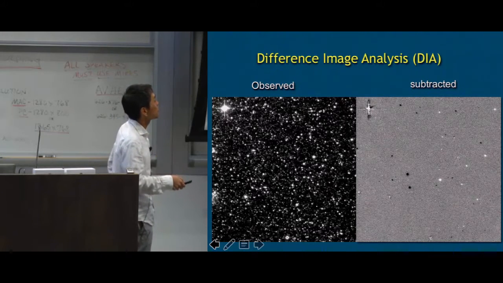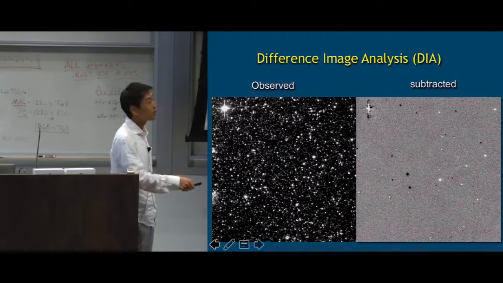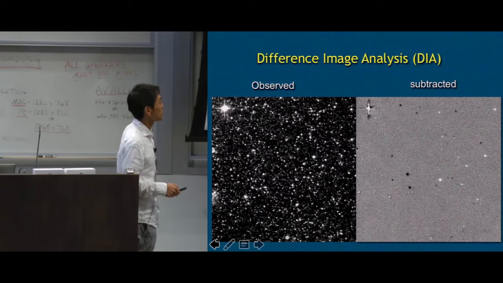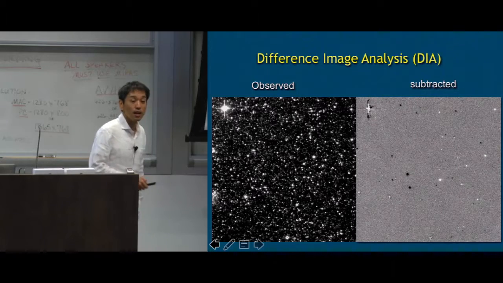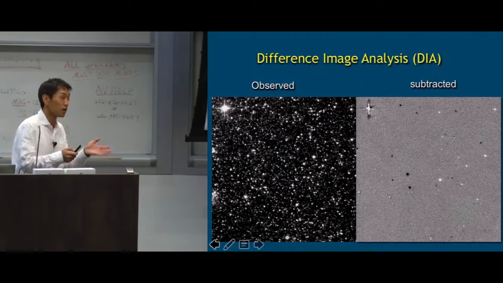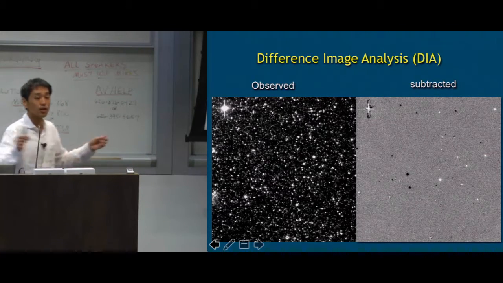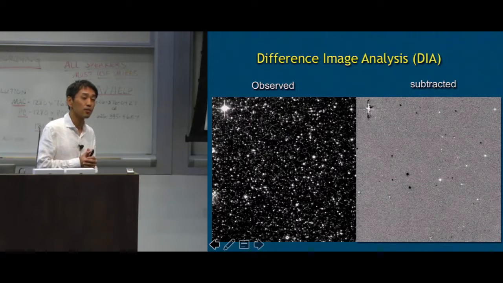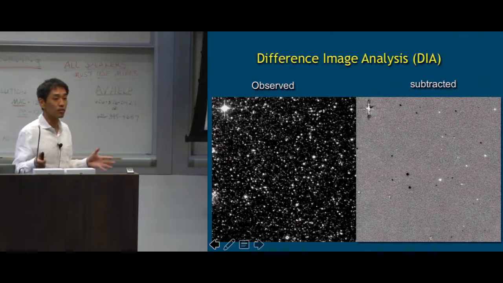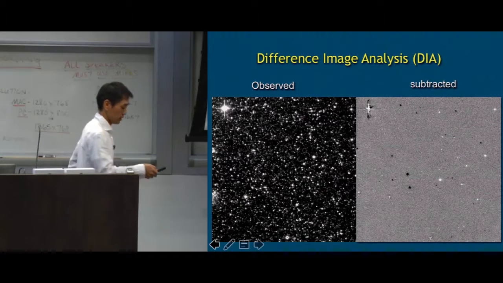So only the variable objects are visible in this subtracted image, like this white spot and black spot. And then we measure these fluxes and create the light curves of them. And then we select the microlensing events among the other variable stars and any artifacts.